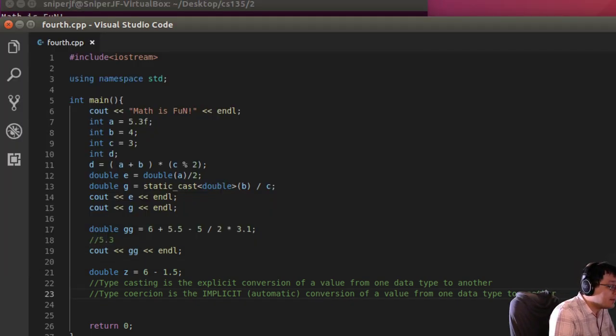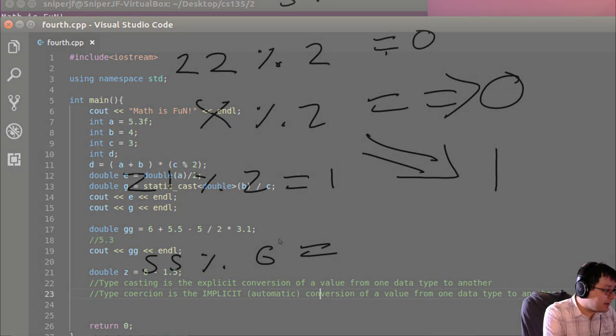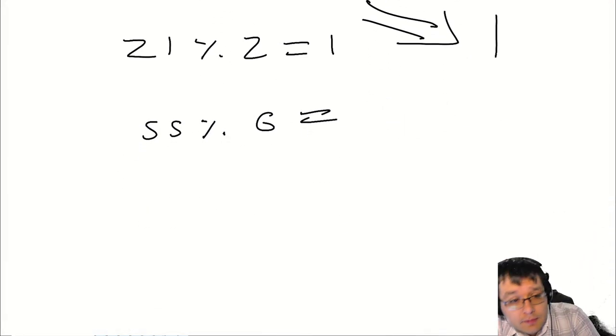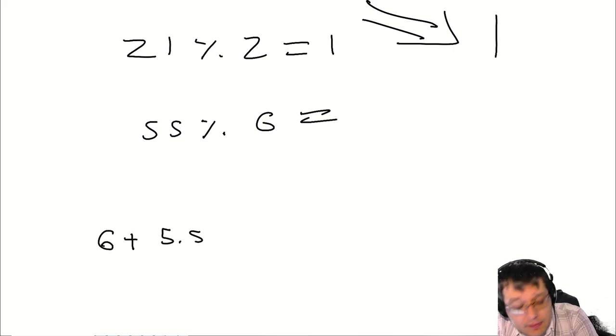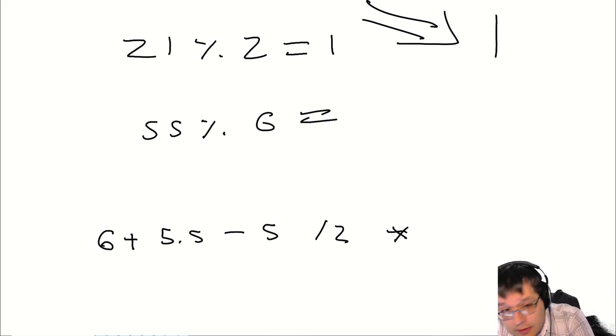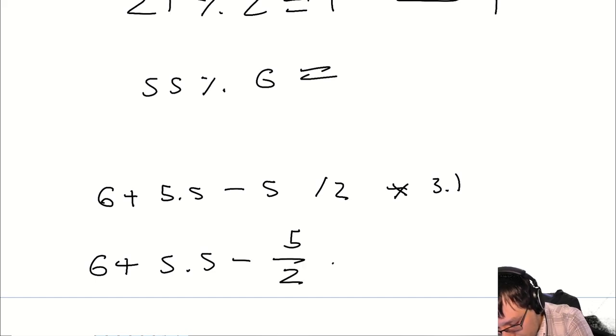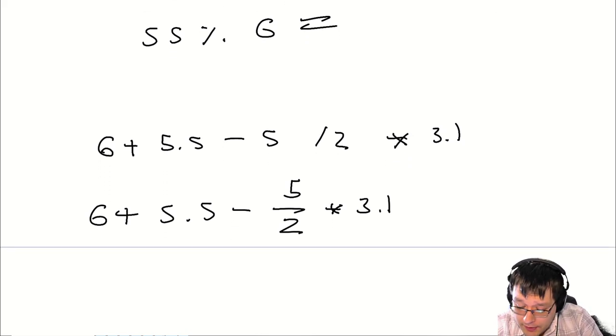Okay, but mathematically, if I was to write this in here, what we're doing is we're doing 6 plus 5.5 minus 5 divided by 2 times 3.1. Now, because of order of operations, this has to go like this. Right? That's pretty much what's happening here.